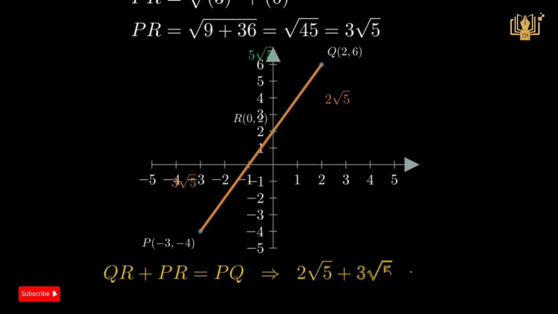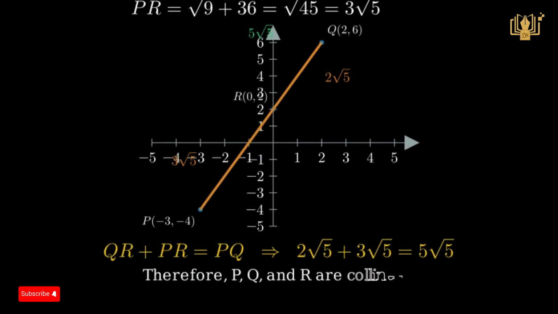Check the straight line condition. 2 square root 5 plus 3 square root 5 equals 5 square root 5. So the points are collinear.